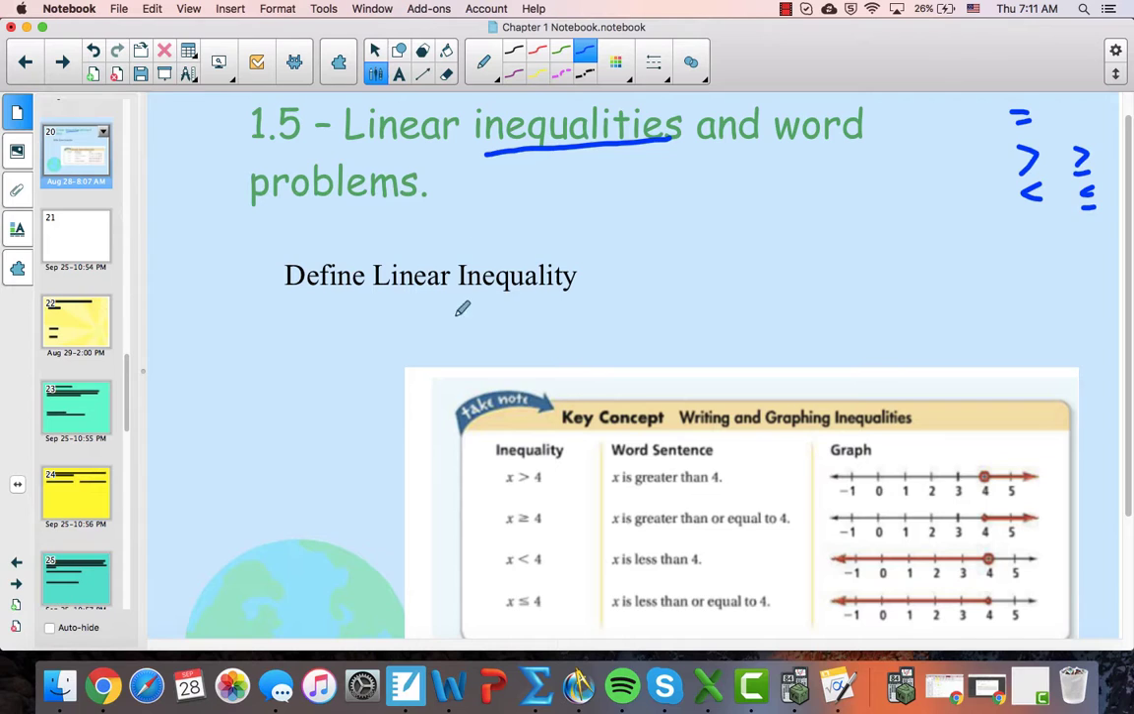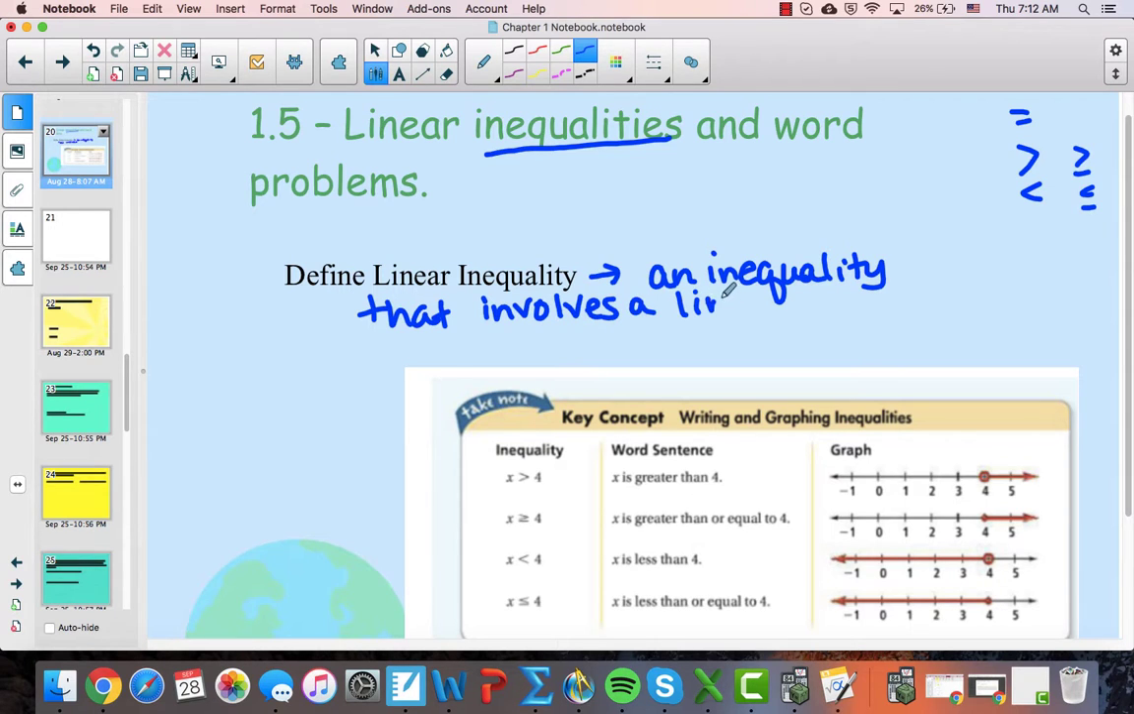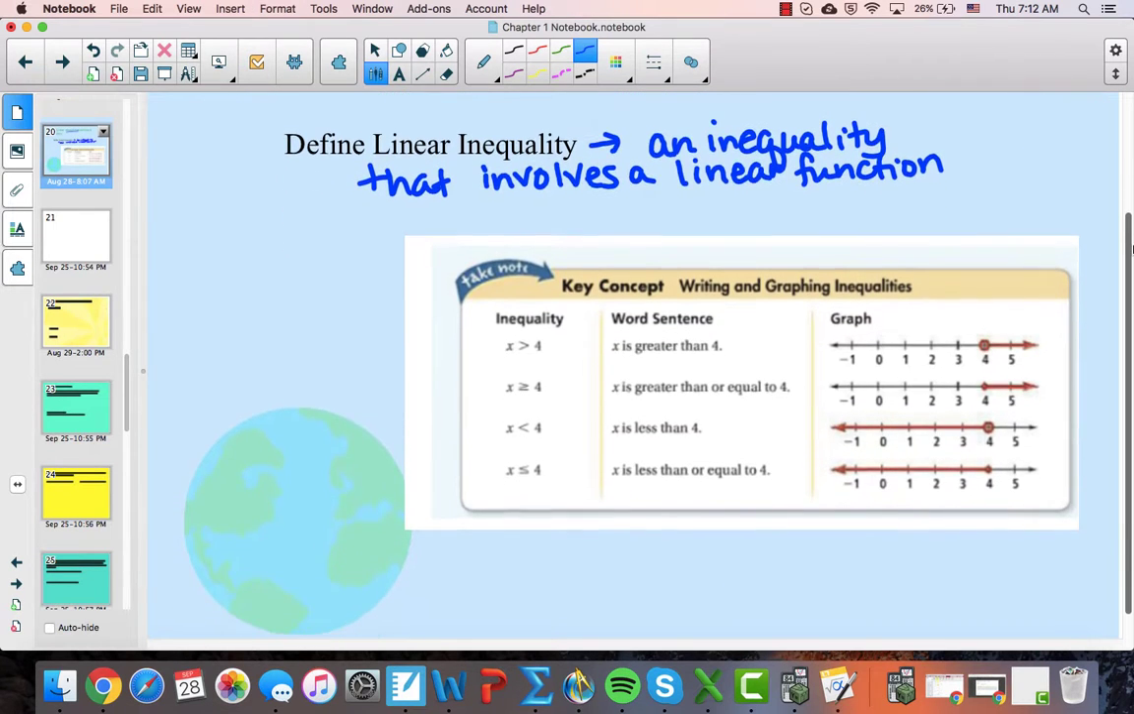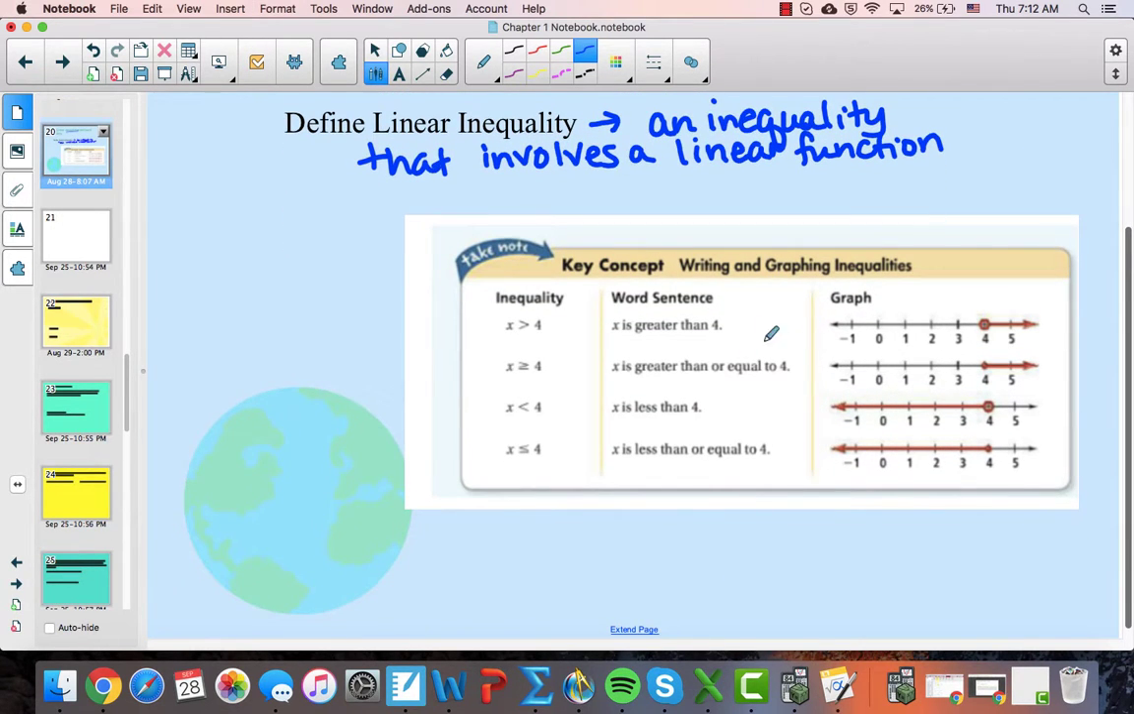So let's talk about a linear inequality. Okay, so a linear inequality is an inequality that involves a linear function. Okay, and so remember we talked about linear equations and linear functions, the highest exponent of any of the variables would be 1. So again, we're not going to see linear inequalities that have exponents that are higher than 1, but let's look at an inequality and what it looks like as a word sentence and then the graph.